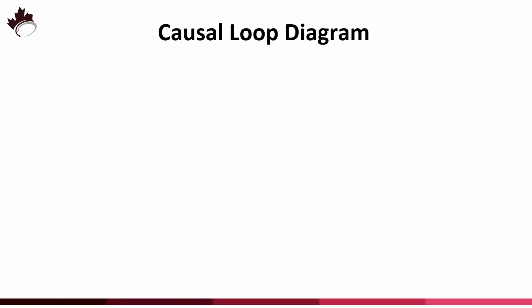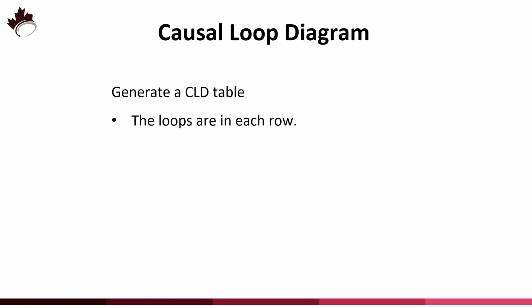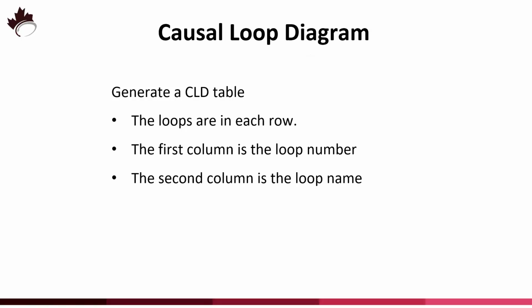And then we have the causal loop diagram. I ask ChatGPT to generate a CLD table, which is a causal loop table, where each row is a loop. The first column has the loop number, the second column has the loop name, and the third column has the causal chain. So let's try this out.